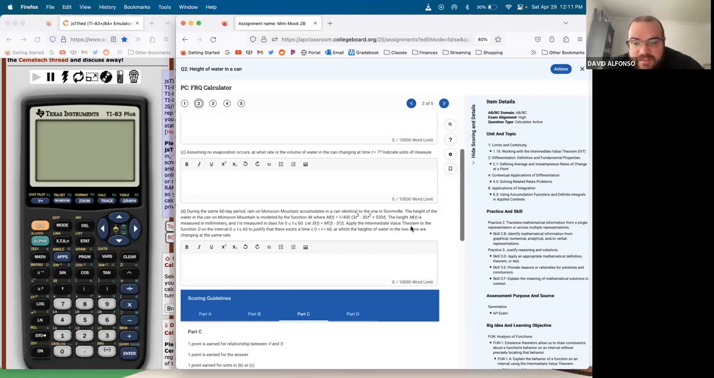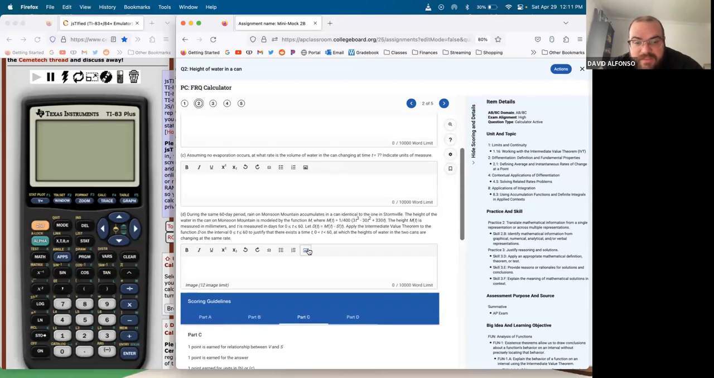Apply the intermediate value theorem to the function d on the interval 0 to 60 to justify that there exists a time t from 0 to 60 at which the height of water in the two cans are changing at the same rate. This one's interesting because they're telling you the theorem to use. Sometimes they don't specify the theorem, but you have to find out what theorem you need to use to prove it. But they are telling you to use the intermediate value theorem. So how are you going to give your response using it to prove this concept?